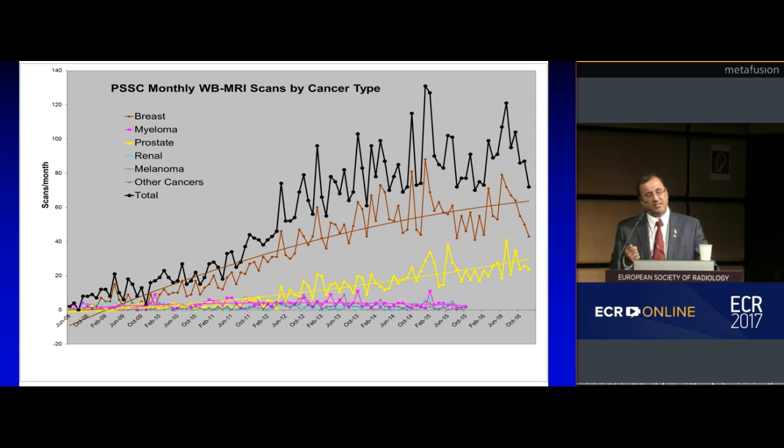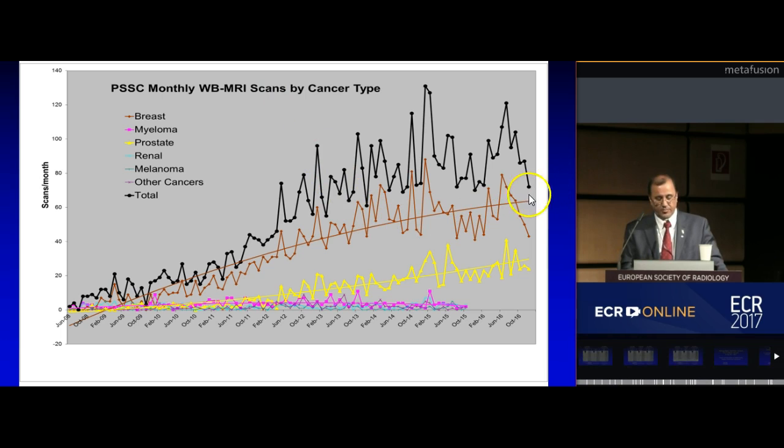Okay? You can see this is our activity over the last 6 or 7 years. So you can see in total we are doing between 80 and 100 scans per month in my center. That's what we do. Now, if you have a bigger center, you'll do more. If you have a smaller center, you'll do less. But who's referring patients? It's these guys here.